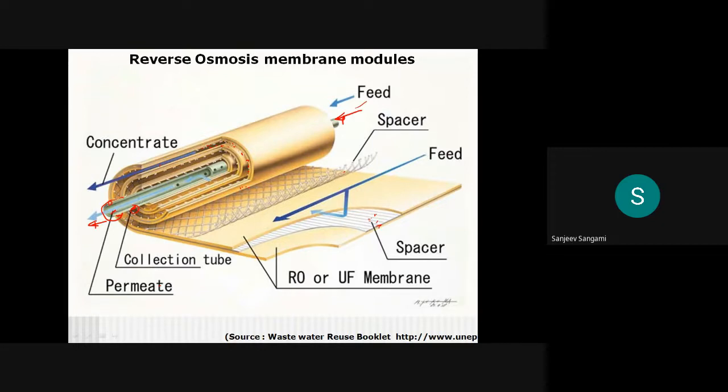It is coming with the collection tube. So then what is concentrate? Concentrate is nothing but, for example, you have a membrane here, assume that this is the membrane. So here the water is entering. What will happen is that this water consists of many of the salts.